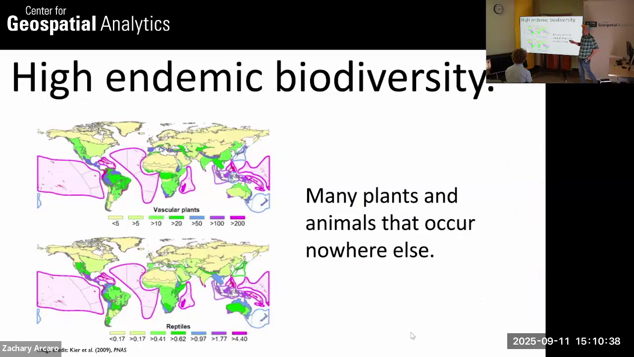They also have very high biodiversity, and especially very high endemic biodiversity. There's a lot of plants and animals that occur in drylands and nowhere else. If we look at these two maps, the top one is showing vascular plant diversity. The bottom one is showing reptilian diversity. And we can see that in places like the Western US, we have higher endemic biodiversity than anywhere else in North America. In places like Australia, we have extremely high endemic biodiversity. So a lot of species occur in drylands and nowhere else.